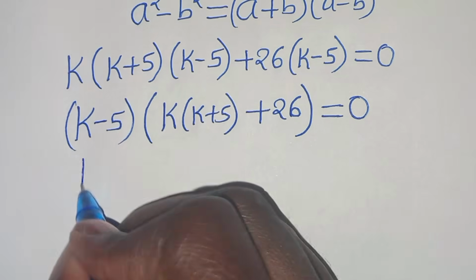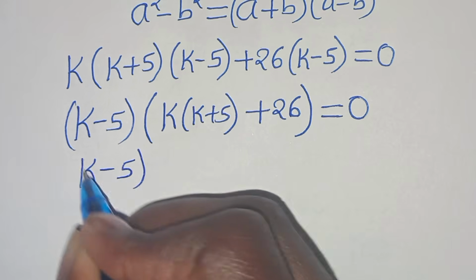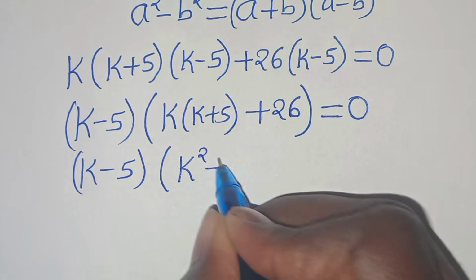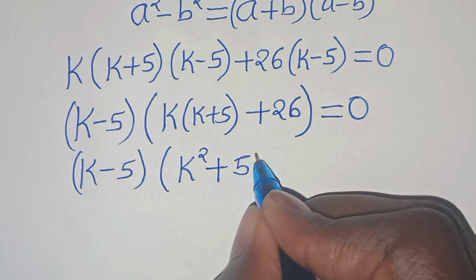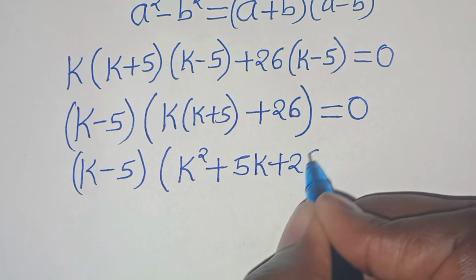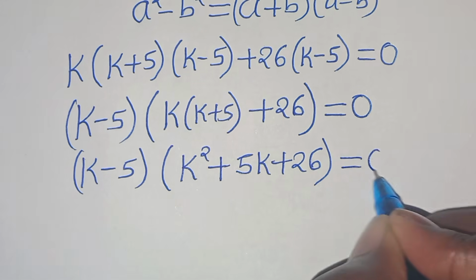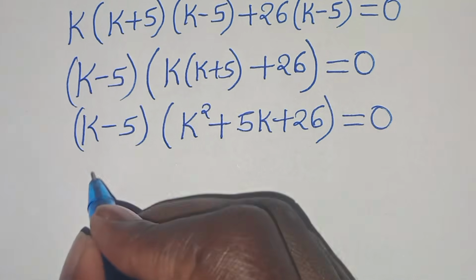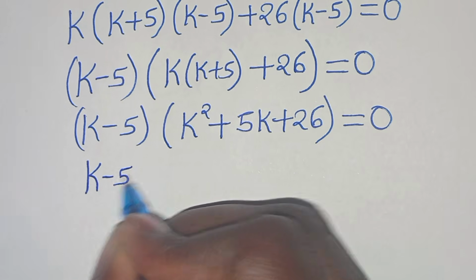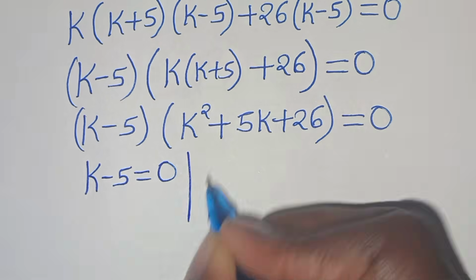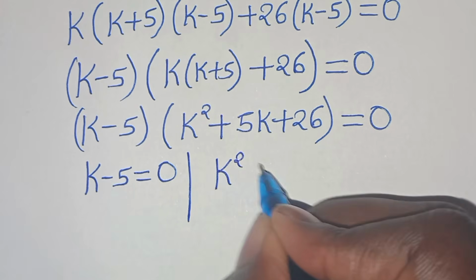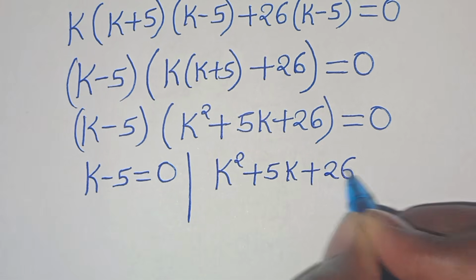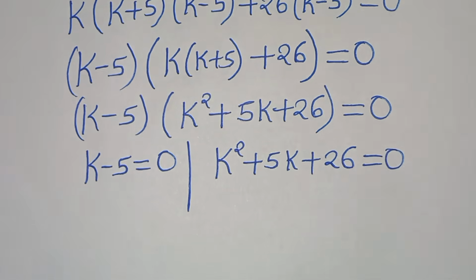So this is k minus 5. Then this is k times k. This is k squared. Then plus 5 times k. This is 5k plus 26. This is equal to 0. So we have got two parts here. The first part is k minus 5. This is equal to 0. And the second part here is k squared plus 5k plus 26. This is equal to 0.